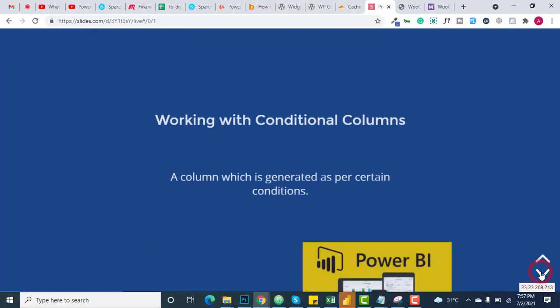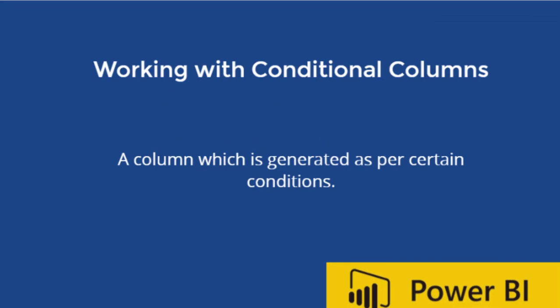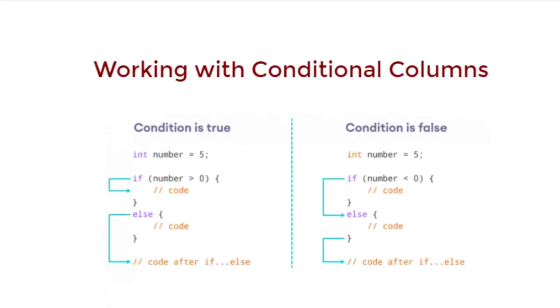So what are conditional columns? Conditional columns, as per the name, are columns which are generated as per certain conditions. Most people know about the if and else condition, the most famous condition in programming languages. On the basis of if and else, we create columns in Power BI.